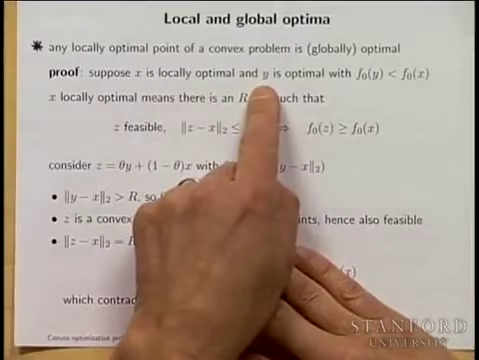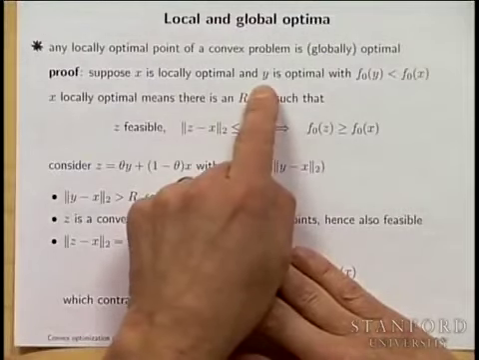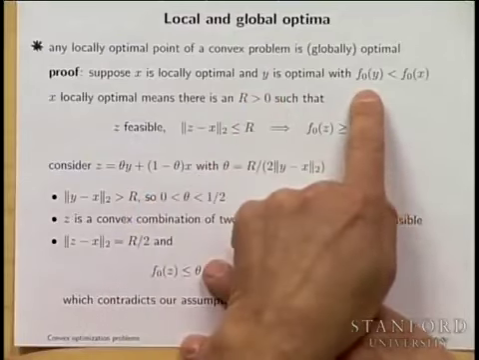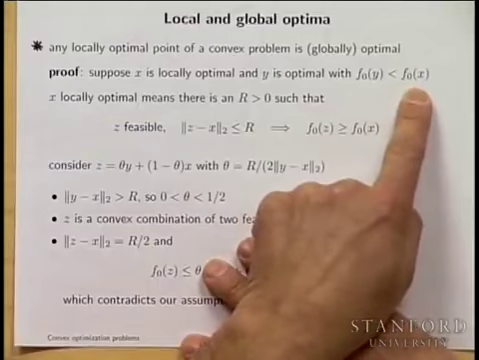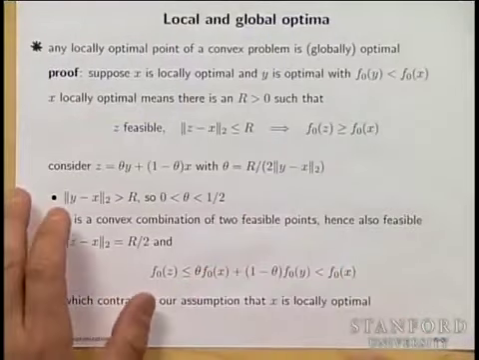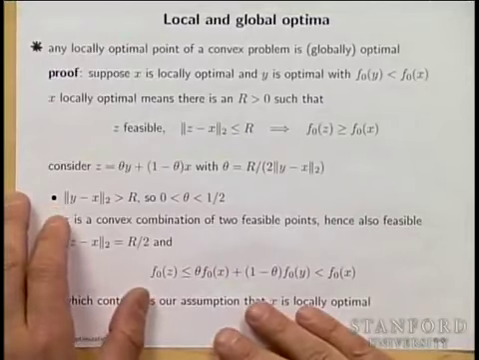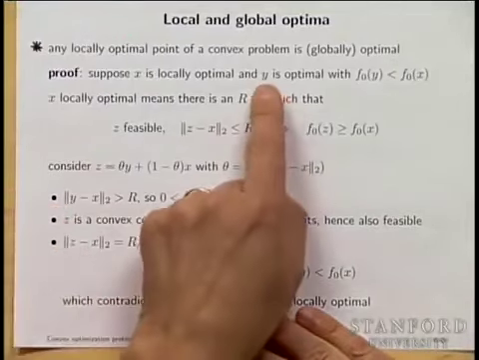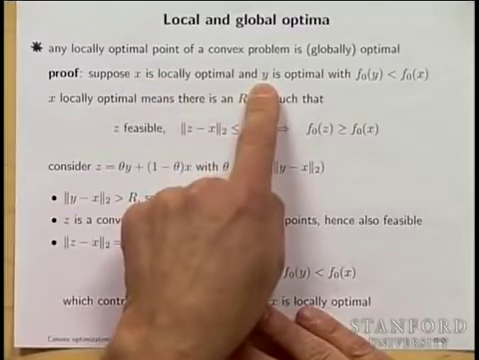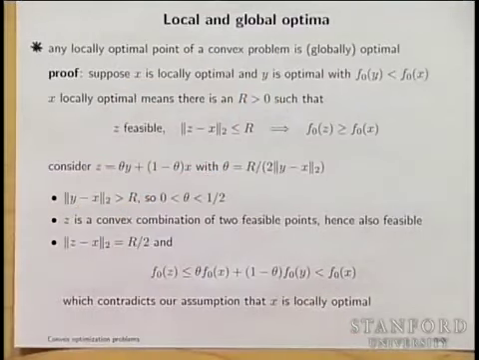But not globally optimal. And what that means is there's another point that's optimal. In fact, you don't even need the point to be optimal. You just need a point that's feasible and has objective value better than your locally optimal point. Suppose that happens, then it's very simple what to do. You simply construct the line segment between your local optimum and this better but feasible point.